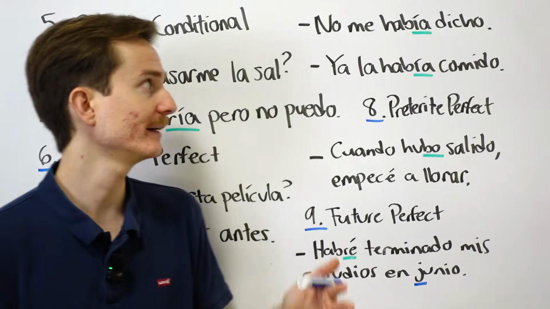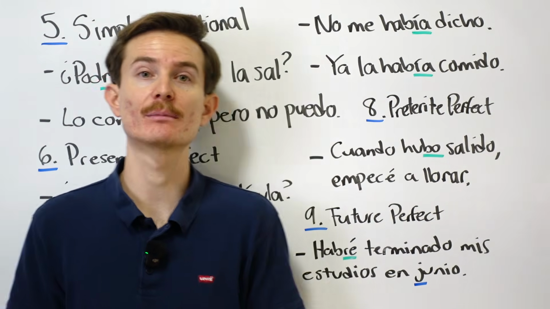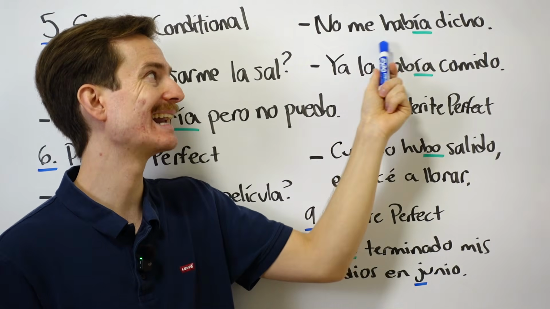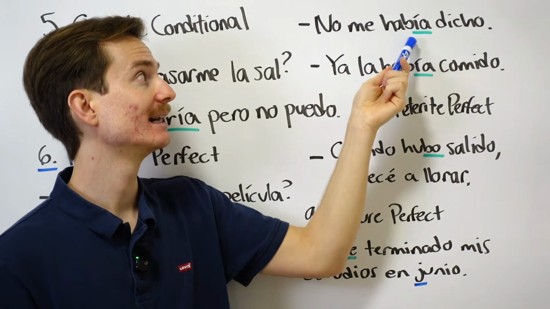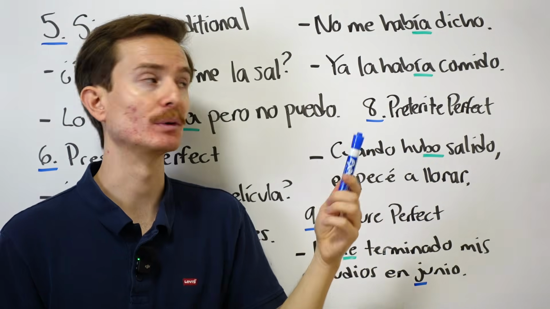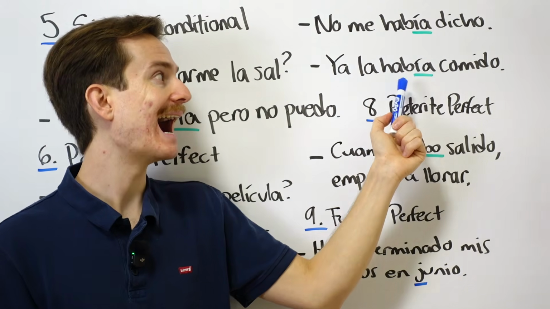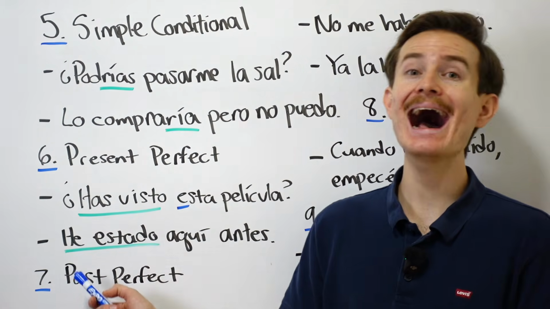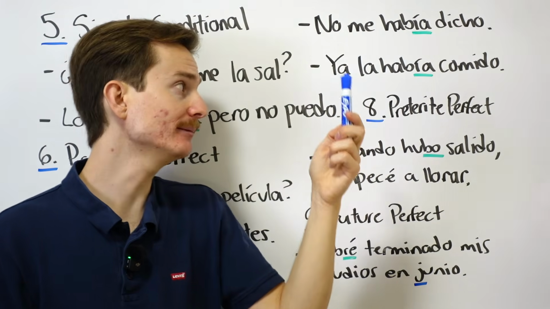Next, the past perfect. So something like no me había dicho, once again coming from the verb haber, okay? So she had not told me or he had not told me, okay? Had, here's the idea. She had not told me, okay? So once again, we're seeing that past participle there. Ya la había comido. I had already eaten it. So whereas this is have, right? This is going to be had, okay?